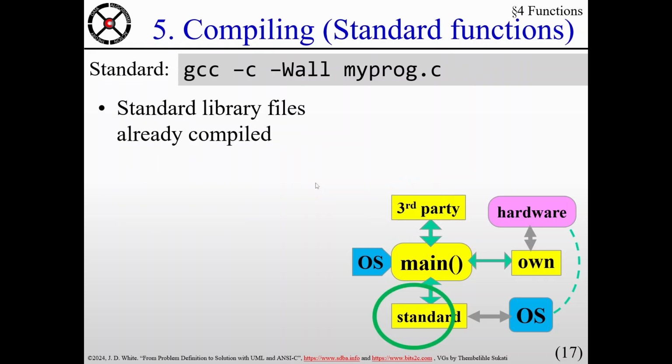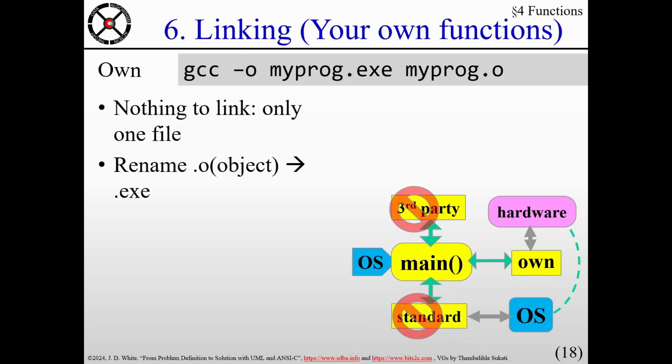Now, if it's a standard function, those functions are already compiled and we don't have to do anything. Okay? So there's nothing for us to do. When we link, remember the next step was linking. We compile, then we link. GCC -o myprogram.exe myprog.o. There's only one file, we don't have to link to anything, and all this is doing is renaming .o to .exe. Okay? That's a case in which there's no third party or standard library functions.